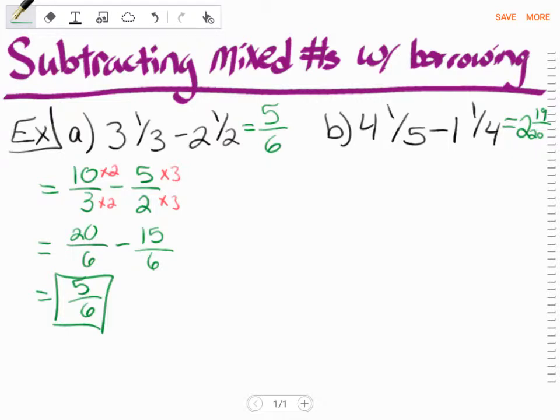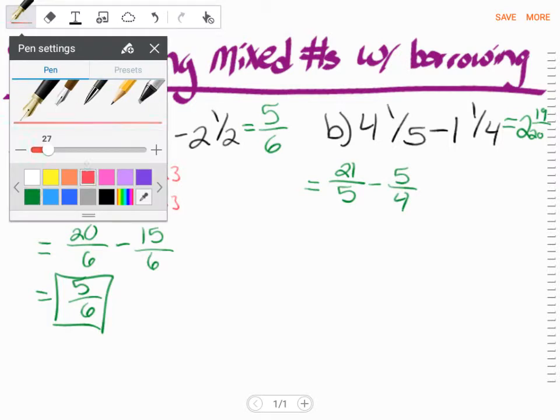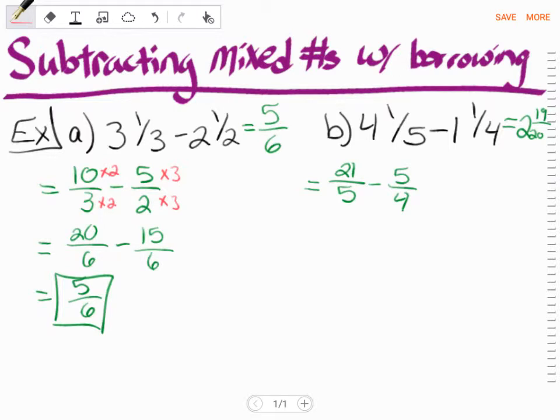Alright, so remember for the second method, I'm going to need to change my numbers over to improper fractions. So 5 times 4 is going to give me 20, plus 1 gives me 21 over 5, minus 4 times 1 gives me 4, plus the 1 gives me 5 over 4. Again, I've got to get everything to have a common denominator. So that common denominator is not going to change. We still have our denominators as 4 and 5. And so our common denominator, the lowest one that I can have, is 20. So again, I'm going to find that for everything.